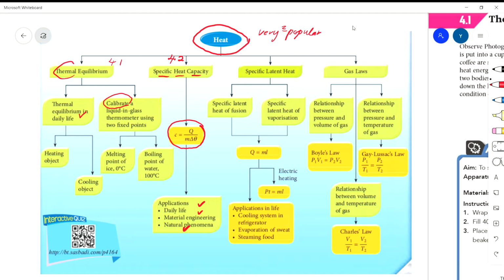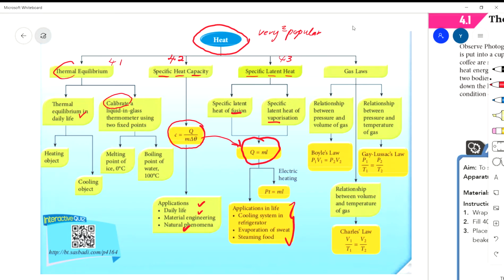Then 4.3, we're going to discuss specific latent heat, haba pendam. It has two types: specific heat of fusion and vaporization. So dia cair and dia jadi wap. We do have simple calculation again, Q equals ml, quite similar to this one, and of course the application.